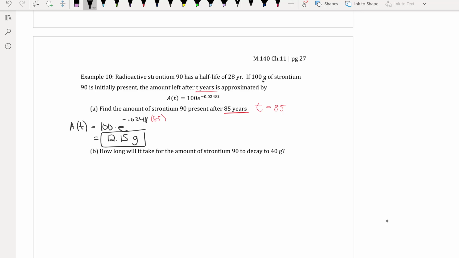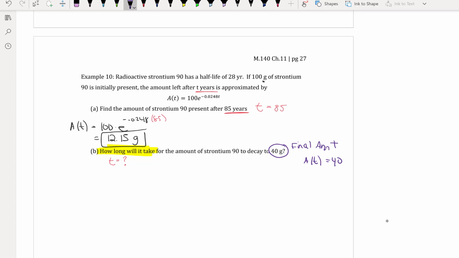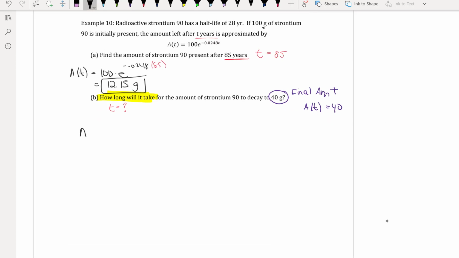Now for part B, it says, how long will it take for the amount of this element to decay to 40 grams? So how long will it take? So you're asking for time. But I don't know my time. That's what I'm trying to figure out. So that 40 grams is your final amount. So that's my A of t is equal to 40. So I have my equation, A of t is equal to my 100 times e to the negative 0.0248 t power. But the only thing I'm going to be plugging in here is that 40.